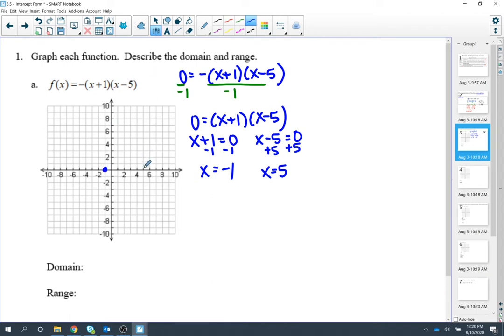X minus 5, oh, I've got a positive 5. And those are your x-intercepts. Now, in order to find your vertex, because when you graph, you need at least 3 dots. You need a vertex and you need 2 others. We got to find the middle.